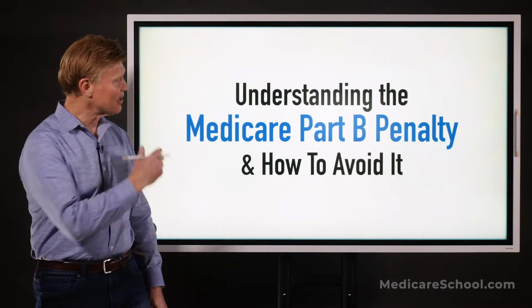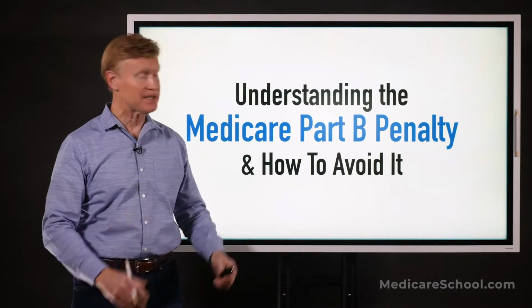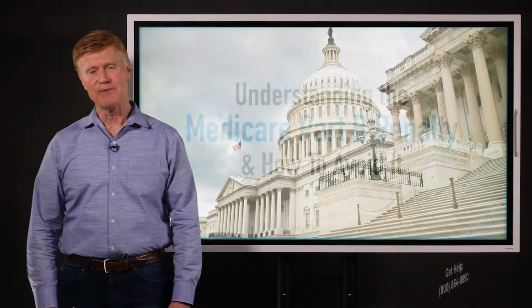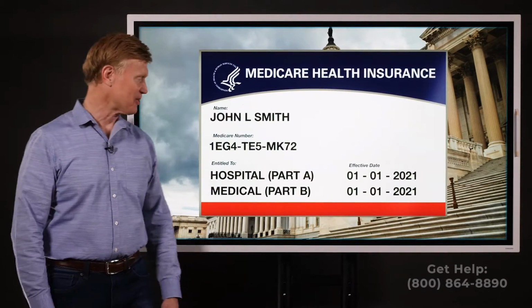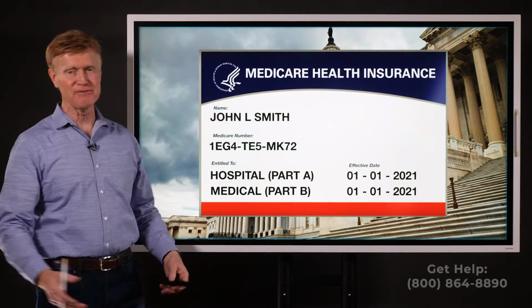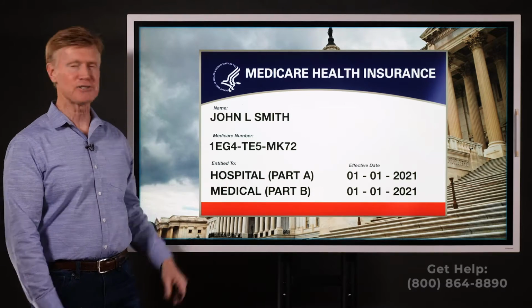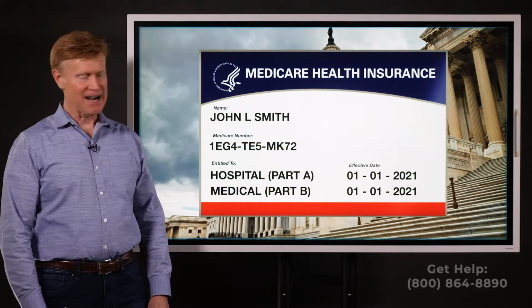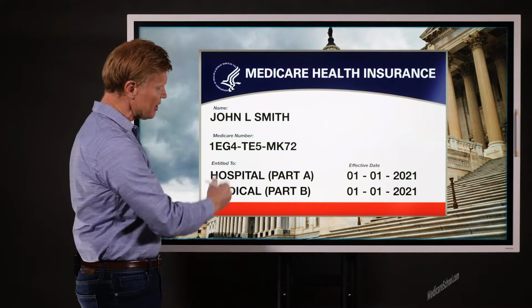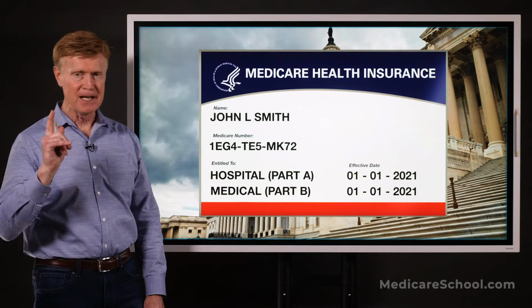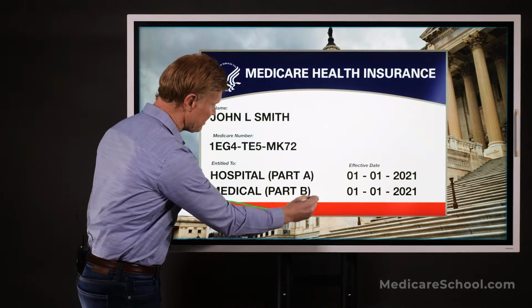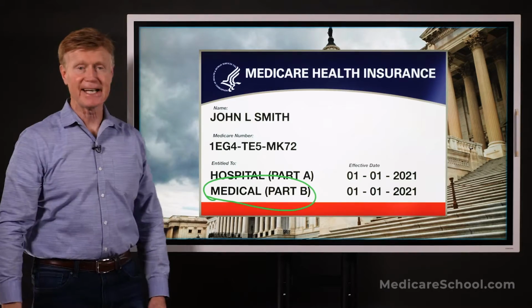Now, today's topic is understanding the Medicare Part B penalty and how to avoid it. Now, when you go on Medicare, you'll be issued a Medicare card, of course, and original Medicare is divided into two parts. Part A is called hospital, Part B is called medical. I've already dealt with the topic of penalties associated with Part A, hospitalization, but today's topic is dealing with the penalties that come with Medicare Part B.